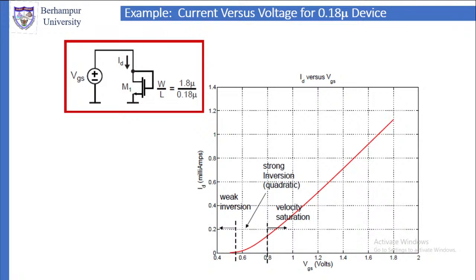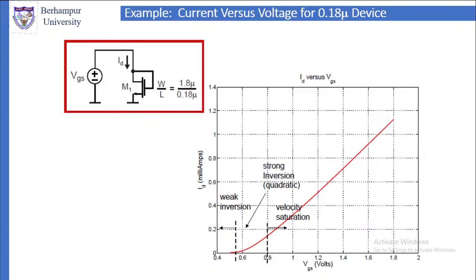This portion is called strong inversion or quadratic inversion, because in this portion, 0.6 to 0.8, you can see the curve is nonlinear. It is like a parabola. It is parabolic in nature from 0.6 to 0.8. You know, the parabola equation is y equal to x square, so it means it is quadratic in nature. So in this portion, 0.6 to 0.8, the inversion is strong. Below 0.6, the inversion is weak. Then after 0.8, you can see the curve is linear. Since the curve is linear, we have reached velocity saturation.